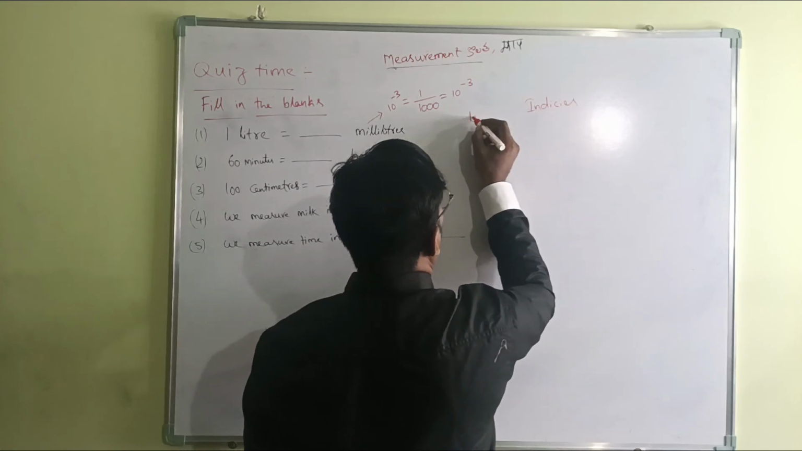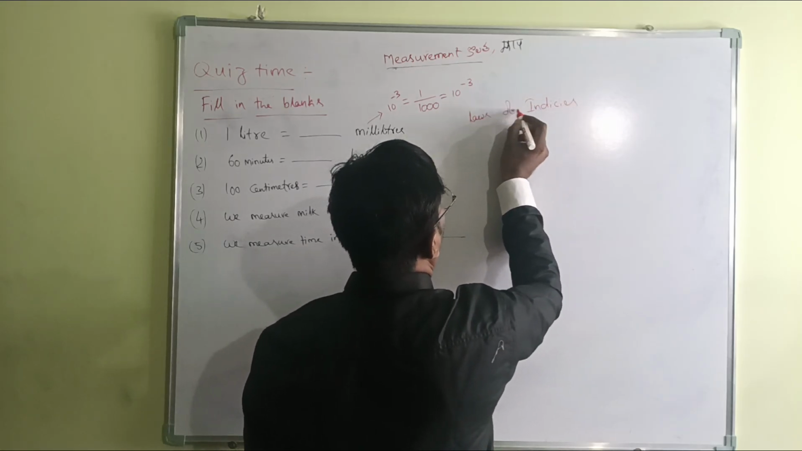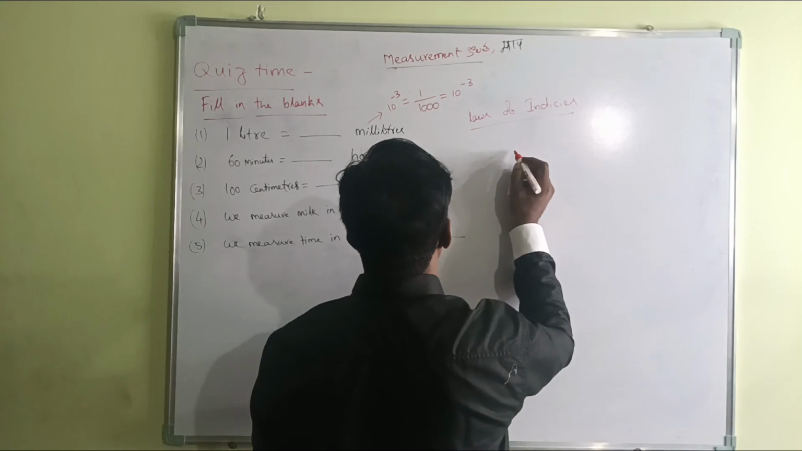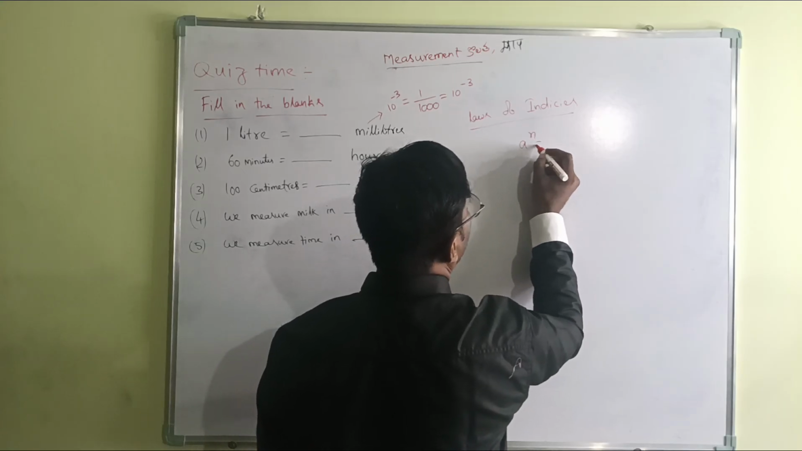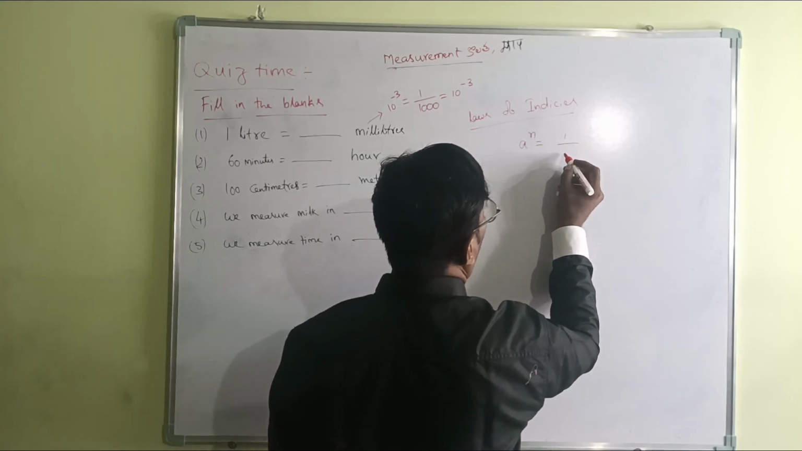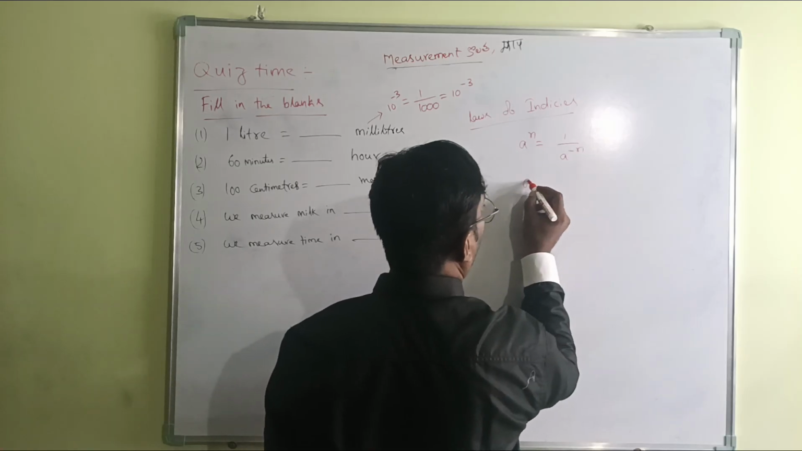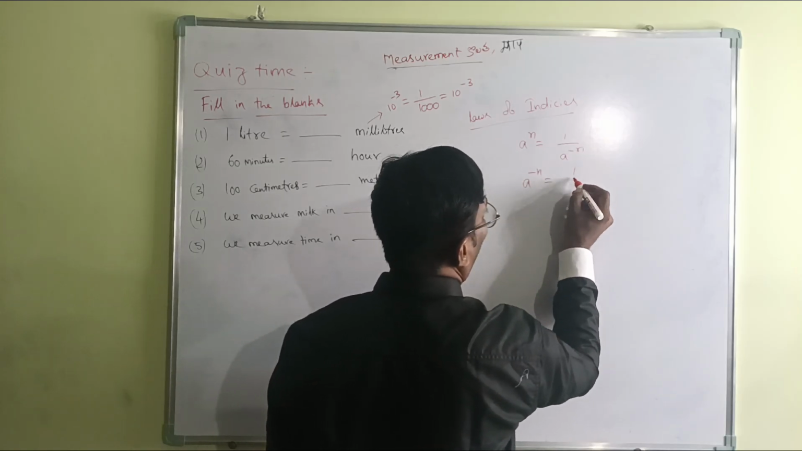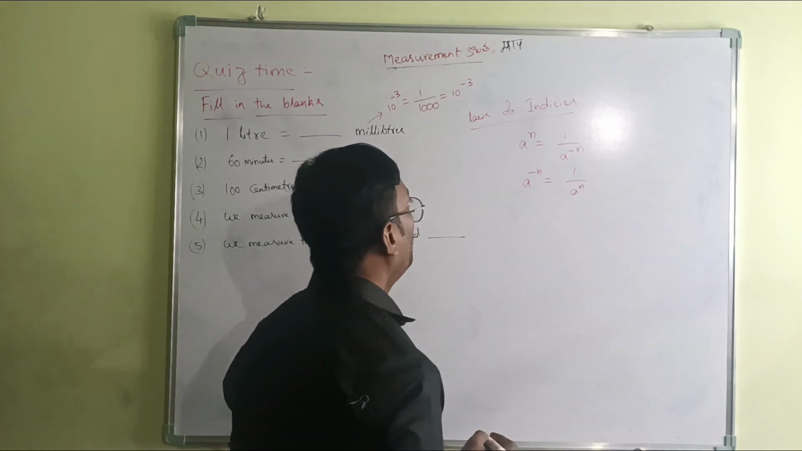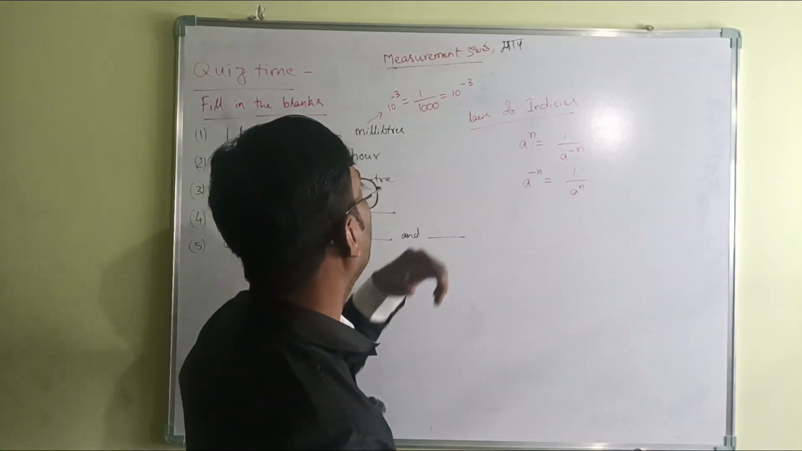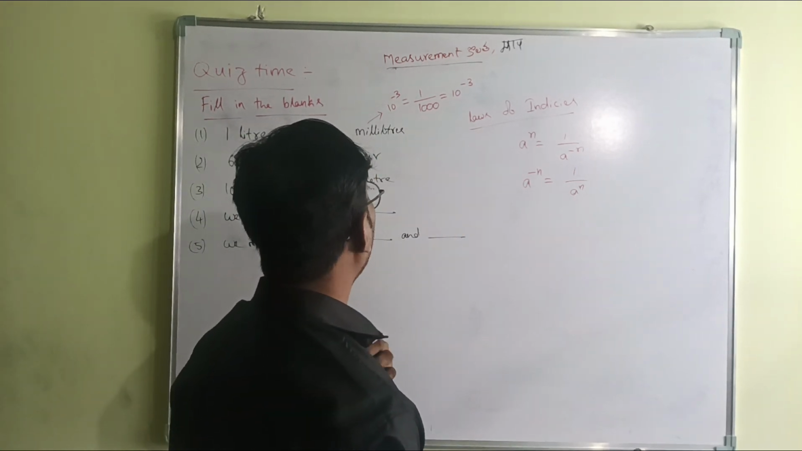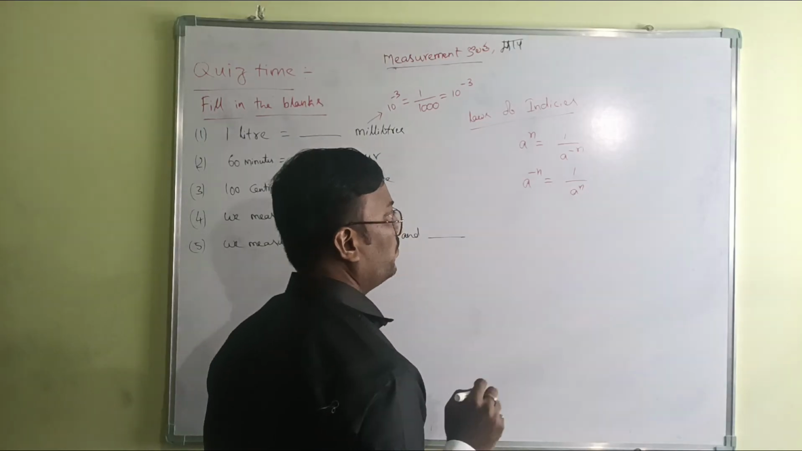Laws of indices कहते हैं. Laws of indices. In that you will have a to the power of n is equal to 1 by a to the power of minus n, and a to the power of minus n is equal to 1 by a to the power of n. What is this a to the power of n? How you are going to get a to the power of n? See now, we shall see now.